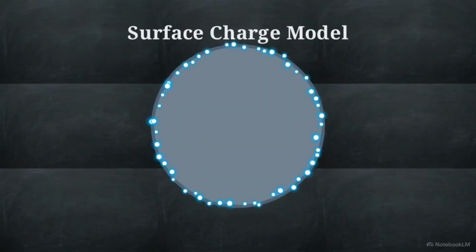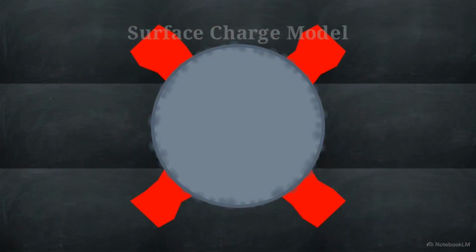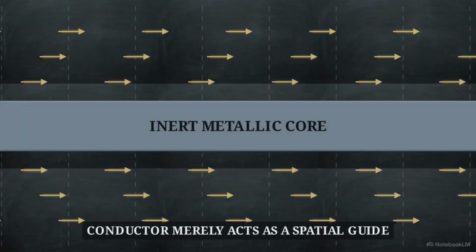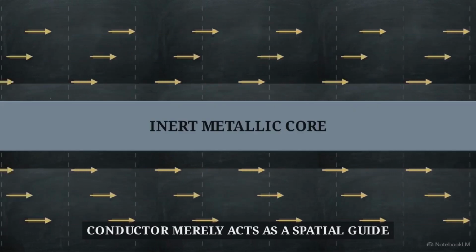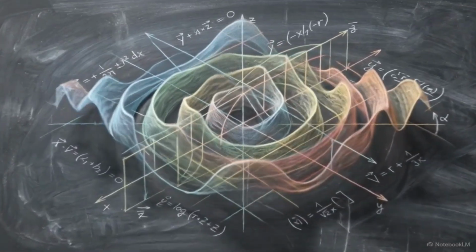Steinmetz dismissed the idea of localized charges residing on the surface of a wire as a prehistoric conception. In his view, the copper conductor is a dead core. It serves as a spatial guide rather than the vessel for the energy itself. The physical transfer of power occurs in the space surrounding the conductor, where fields interact in the void.